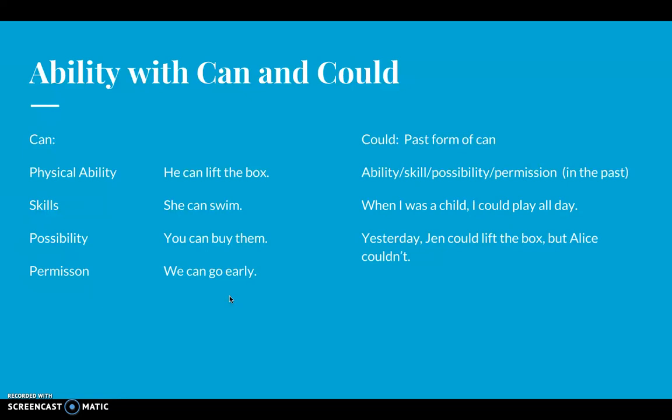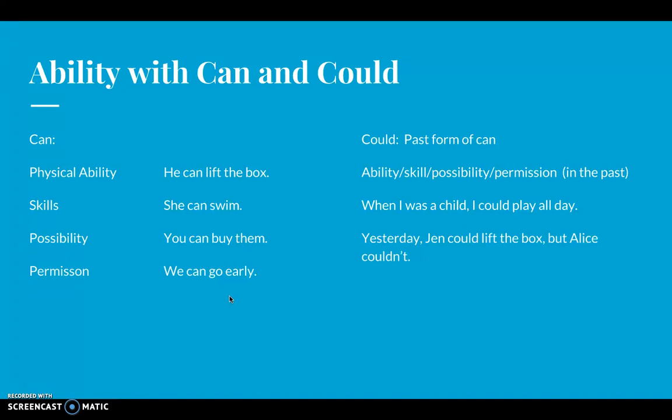We can also use can with possibility. If you're looking for shrimp, you can buy them at the farmer's market. We can also use can with permission. Well, we asked the teacher, and she said we can go early. We can go early. Now remember that permission with can is informal. If you want to be a little bit more formal with permission, you'll use a word like may. We may go early. The teacher informed us that we may leave early.